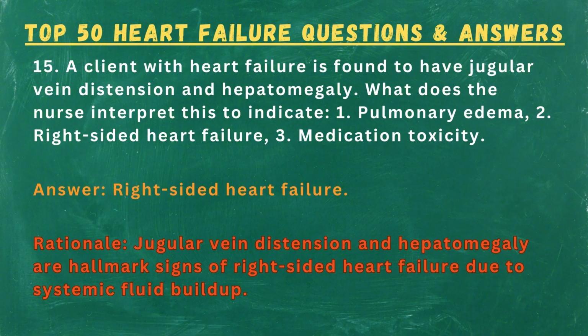15. A client with heart failure is found to have jugular vein distension and hepatomegaly. What does the nurse interpret this to indicate? 1. Pulmonary edema. 2. Right-sided heart failure. 3. Medication toxicity. Answer. Right-sided heart failure. Rationale. Jugular vein distension and hepatomegaly are hallmark signs of right-sided heart failure due to systemic fluid buildup.